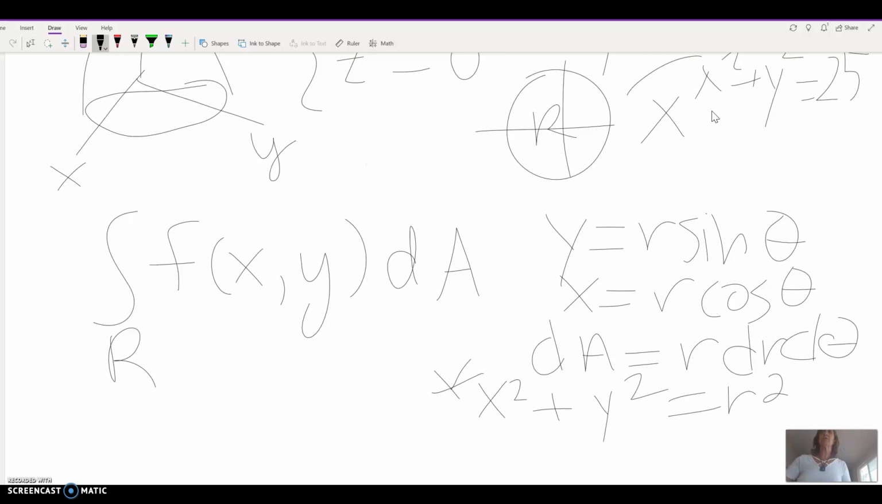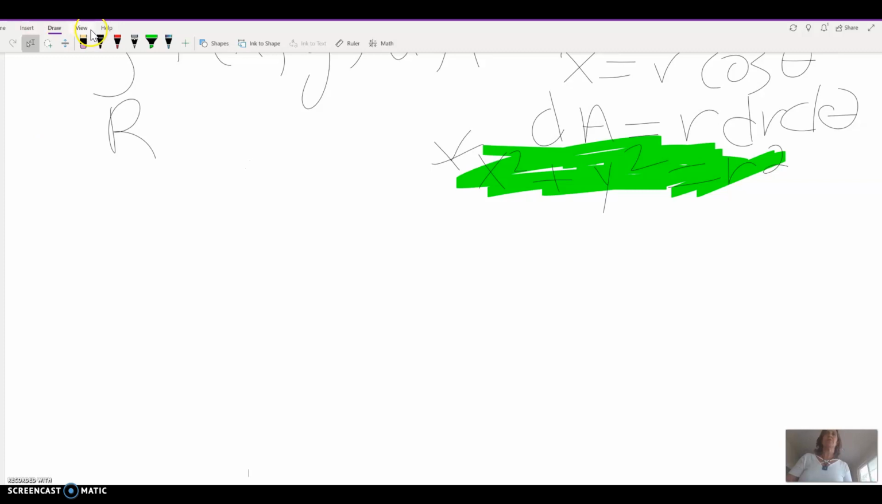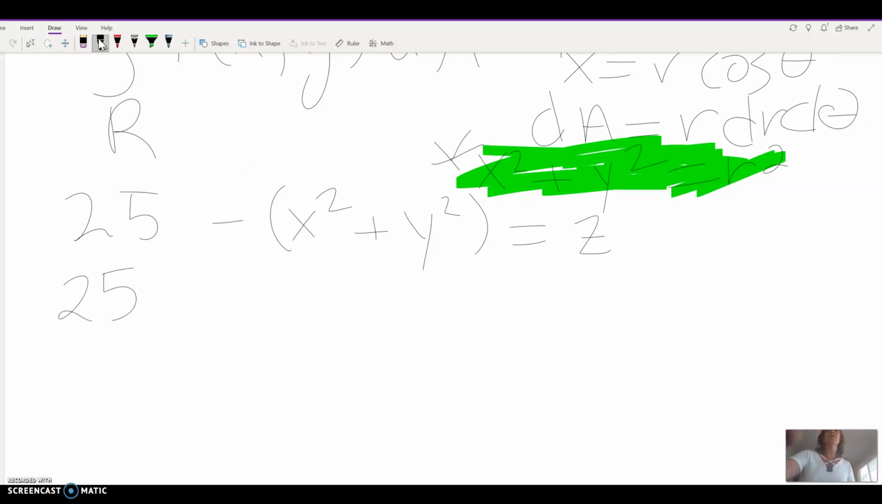I will star this one. That comes up a lot. This is going to be the substitution you want to be on the lookout for in various different forms, doing some clever algebra to make things look like that. So let's first convert everything into polar. Now my function, I'm going to pull out a negative. If I factor out a negative, we get 25 minus (x squared plus y squared) equals z. So now I can see a pretty direct substitution. Changing this into polar, I'm going to have 25 minus r squared equals z.